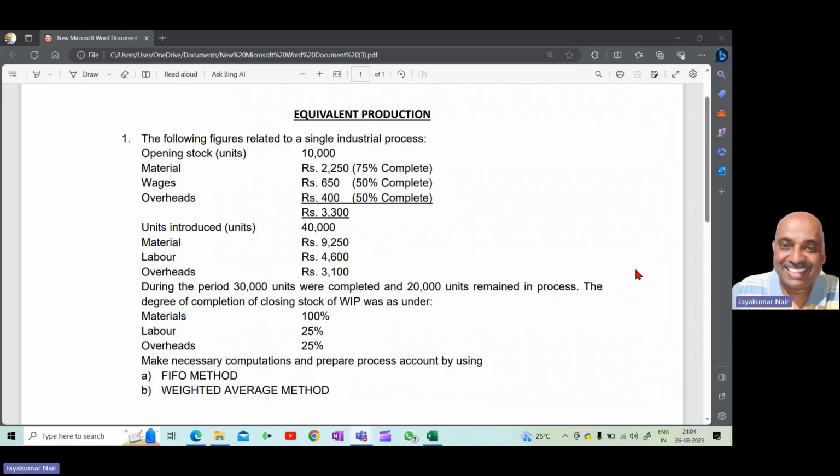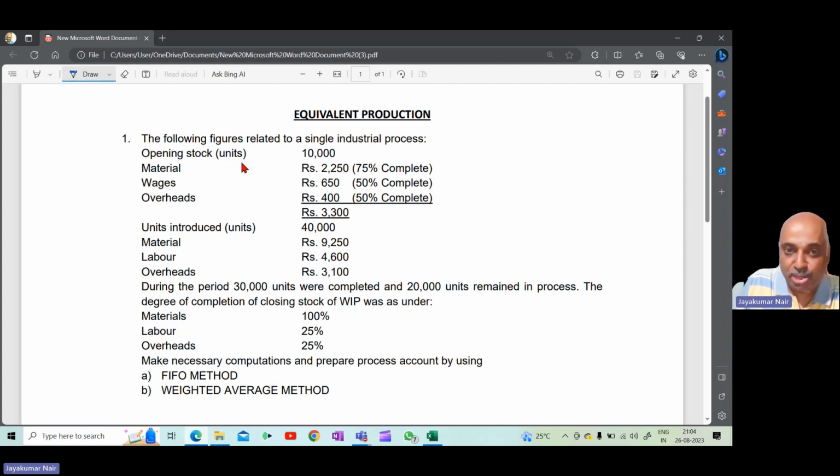Hello friends, we will see how to account for equivalent production in process costing. So we will go straight to the problem. Equivalent production, the first question. The following figures relate to a single industrial process.